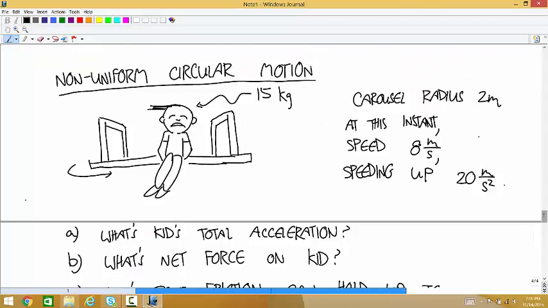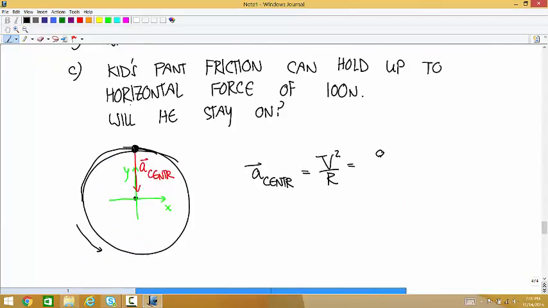he's going pretty fast here. I don't think this is going to turn out well for him. So 8 squared over 2. So that's 32 meters per second squared. So just the centripetal acceleration alone, he's already doing a little over 3 Gs. And the direction is in the negative y direction. So that's 0, negative 32.